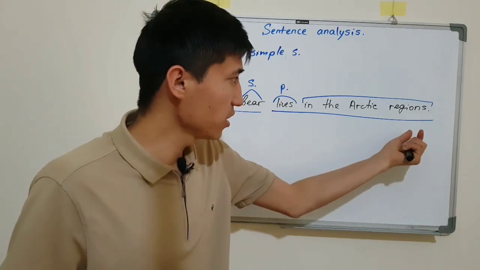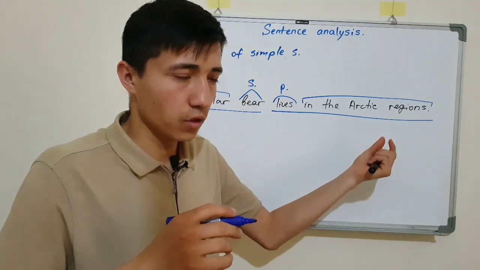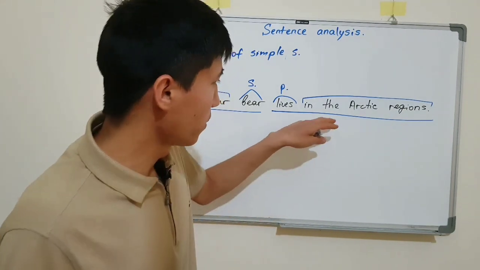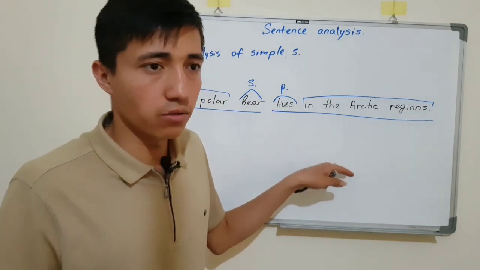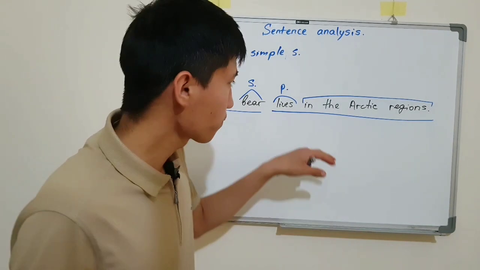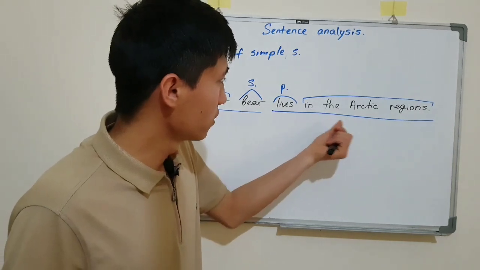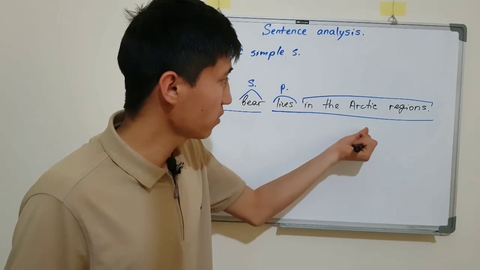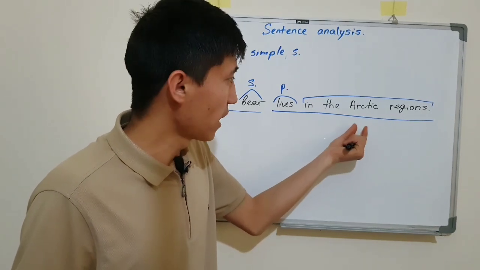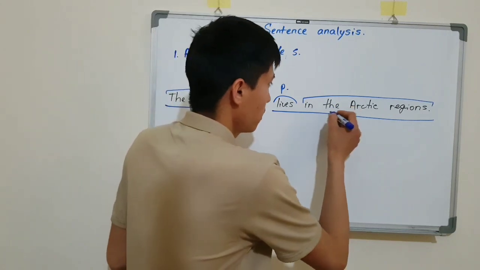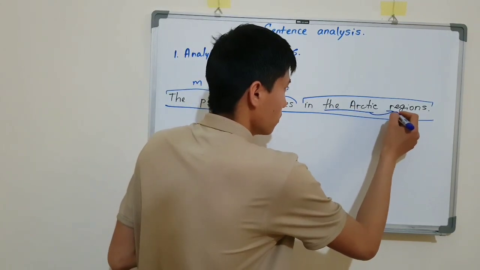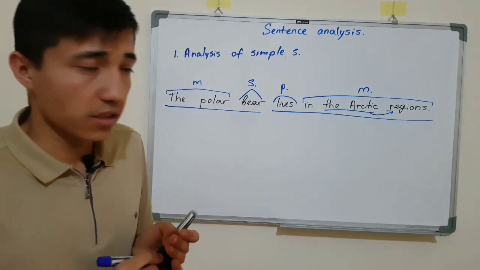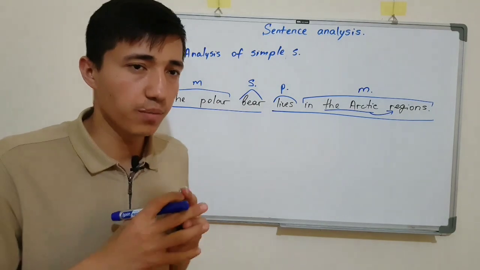And you know, a noun is often modified by an adjective or pronoun or article or something like that. And regions is modified by the article the and the adjective Arctic. They are the modifiers of regions. That's the basic and simple analysis of the simple sentence.